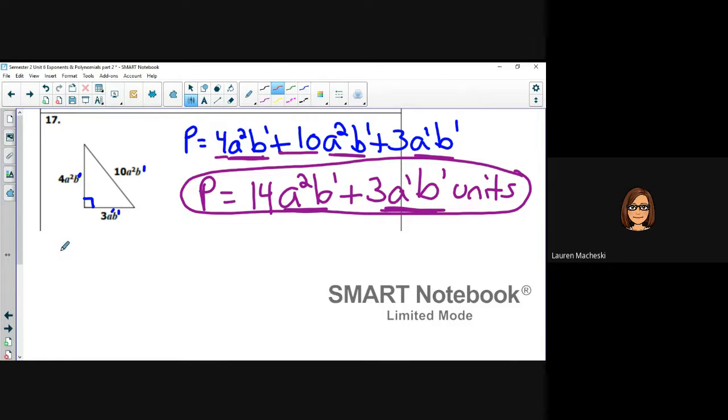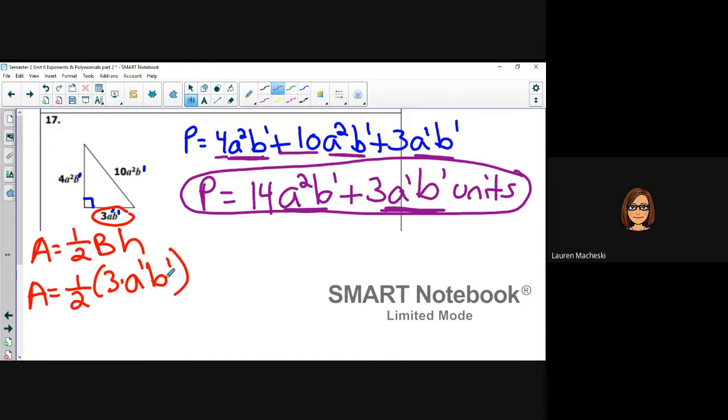All right, area. Does anyone know the area formula for a right triangle? The area of any triangle is 1/2 base times the height. All right, so let's see. We got 1/2. This is your base. And here's your height. This is one big multiplication problem.